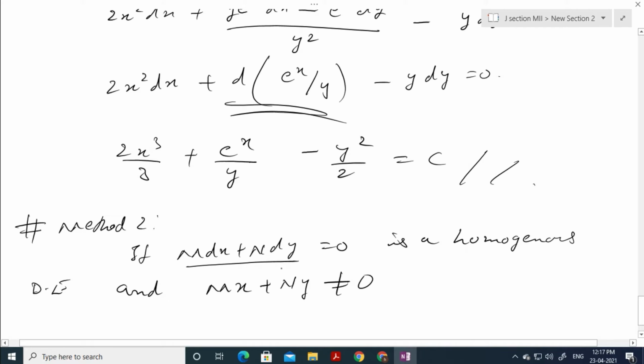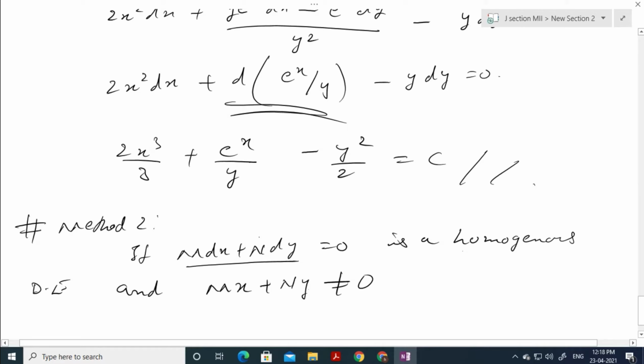M dx plus n dy is a differential equation which is homogeneous, and this condition should be satisfied. That is, you have your m, multiply it with x. You have n, multiply it with y. Add those. The result should be not equal to 0. Understood what this means?